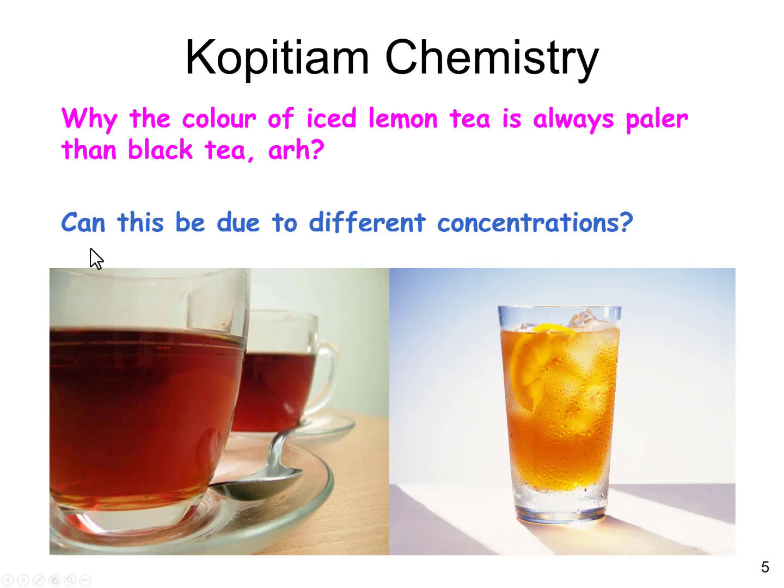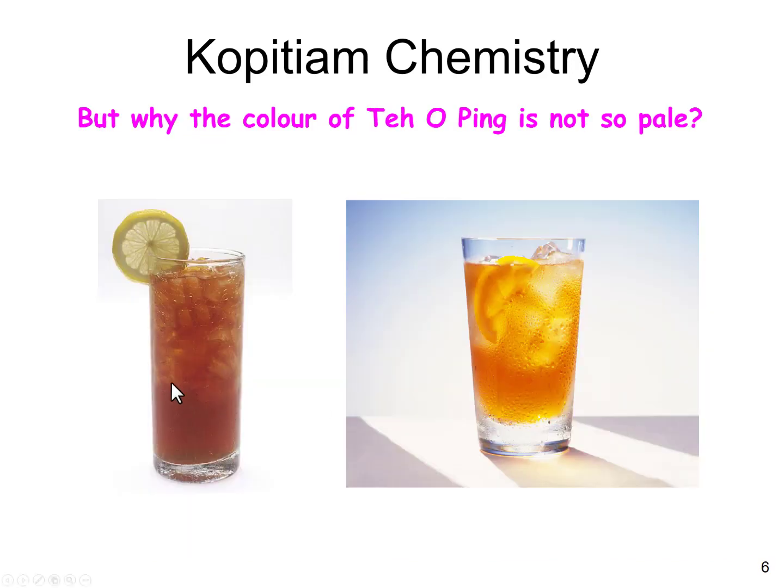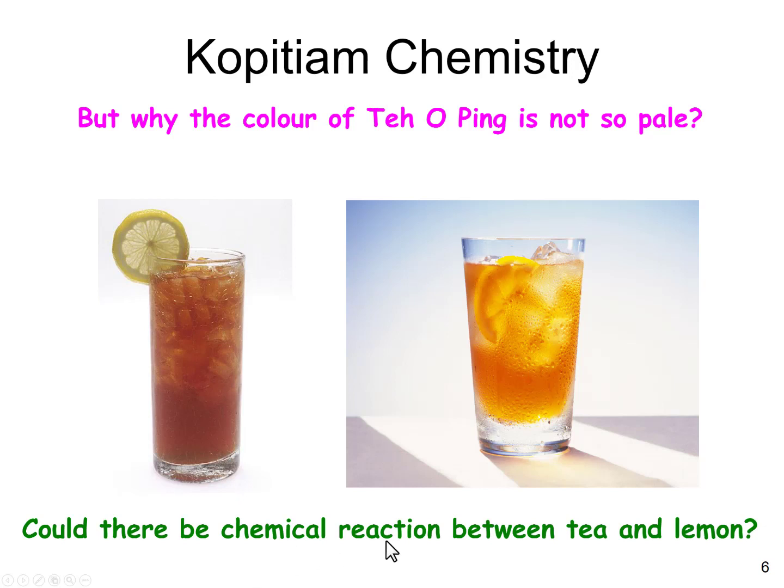Now you can ask yourself the question, can this be due to different concentrations? In other words, the addition of ice, which eventually melts to become water, would dilute the tea and therefore dilute the color to become overall paler in appearance. Now, if that's the case, then your Teh O Peng, which is also tea with ice, should also be paler in color, but here you can see it's rather dark. And here again, for comparison, your ice lemon tea. Of course, there is a chemical reaction that has occurred here between the tea and the lemon.